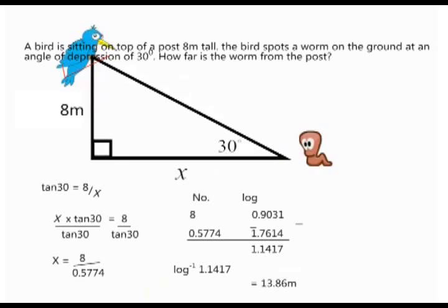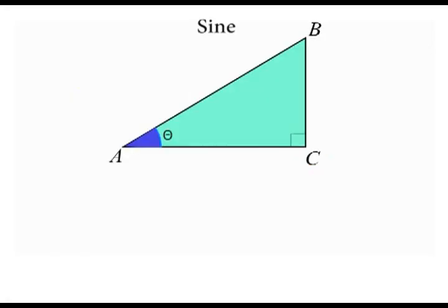Next, ratios, sines. The ratio of the opposite side of an angle to the hypotenuse of a right angle triangle is called the sine of that angle. And so sine theta is equal to opposite over hypotenuse.